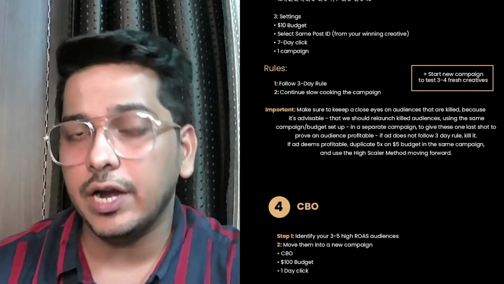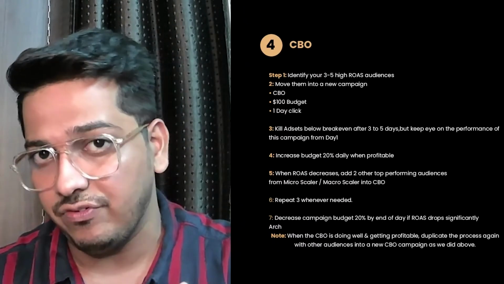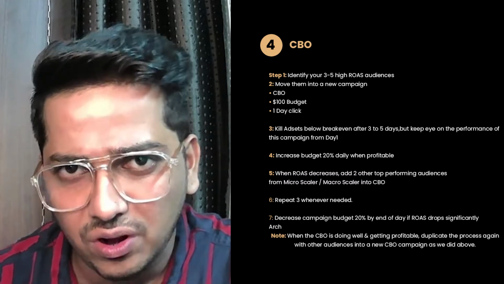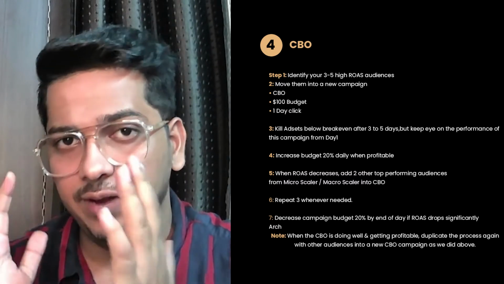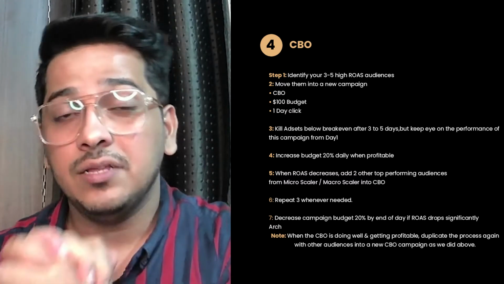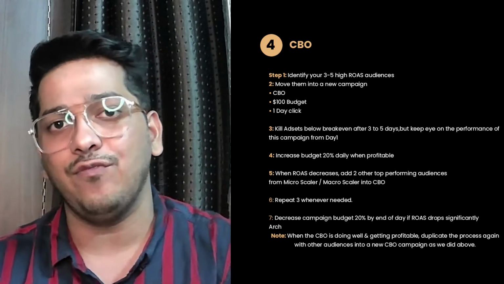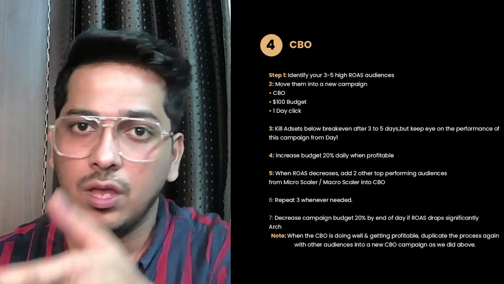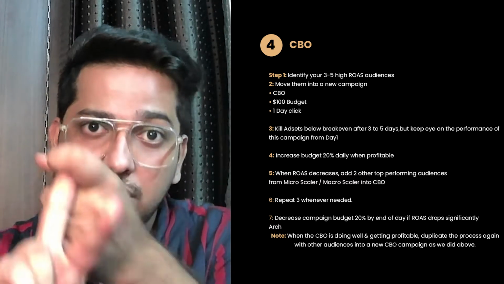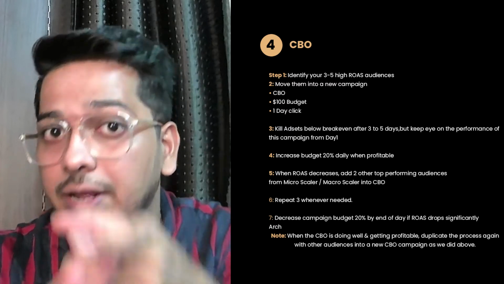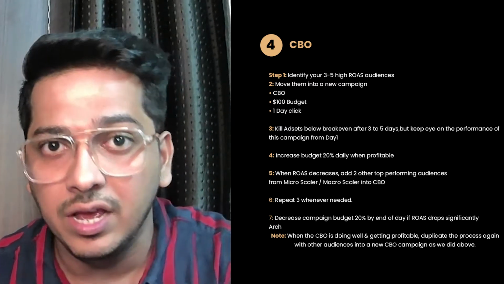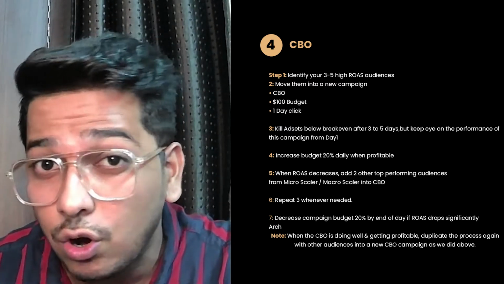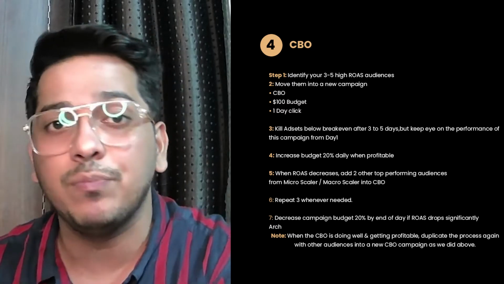And just after that, we come up with that amazing stuff for which you were waiting: CBO, campaign budget optimization. This stuff is going to change the game for you. Why? Because you have already been running 3 campaigns. First is your hyper segmentation, second is your micro scalar campaign, and third is your macro scalar campaign, in which you were running tons of ad sets which have already been profitable.